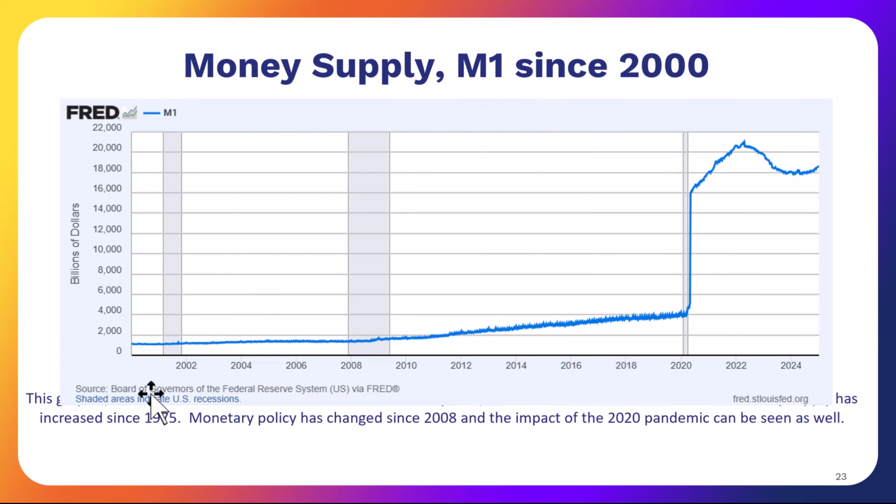This is M1 since 2000. As you see, M1 has been fairly flat all these years, and in recent years, since 2012, it started to grow. In 2020, what happened? Boom, there's a huge increase in supply. This is the money that was put into the economy by the federal government. This is what has caused all of our inflation over the last couple of years.